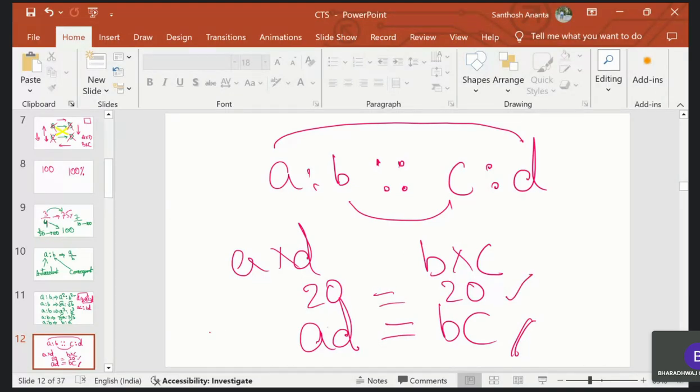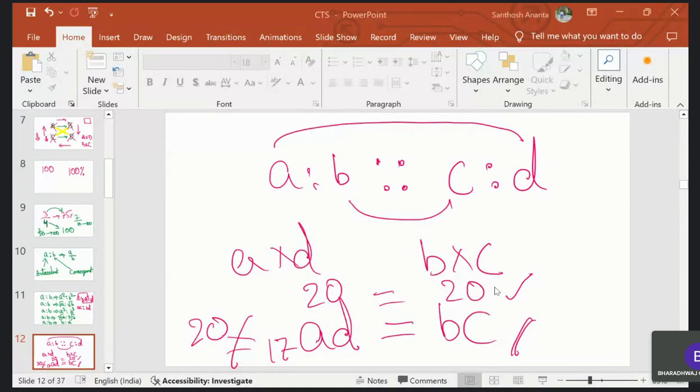For example, if AD value is 20 and BC value is only 17, the values are not equal, right? Then it is not in a proportion. If the values are equal, it is in a proportion. If the values are not equal, it is not in a proportion.